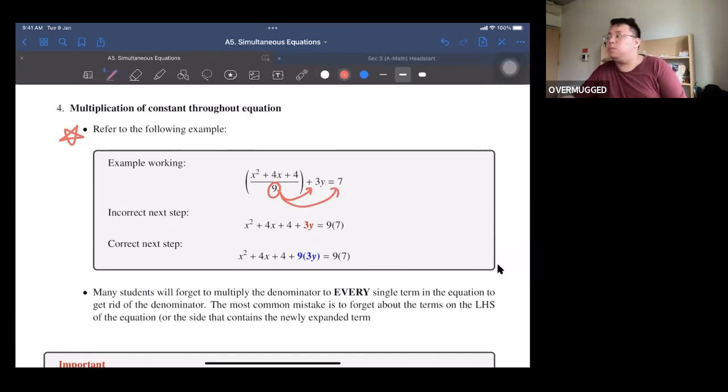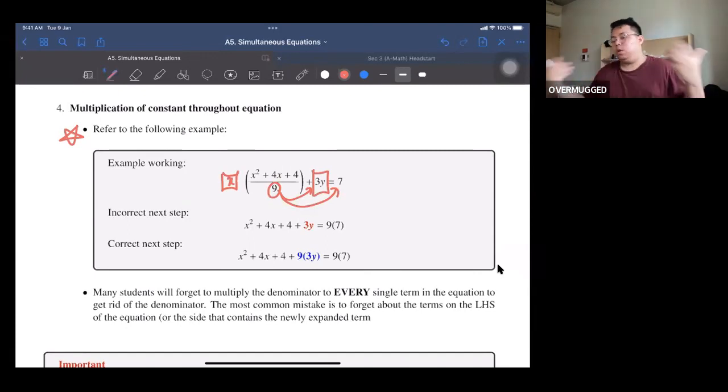But sometimes people will only remember to multiply across the equal sign, and then they will forget about this. Or they have one tiny hidden term right here, for example a lonely x, and then they completely forget to multiply it, and then you'll get it wrong. So please be careful.